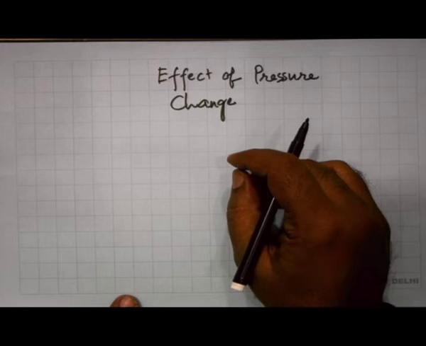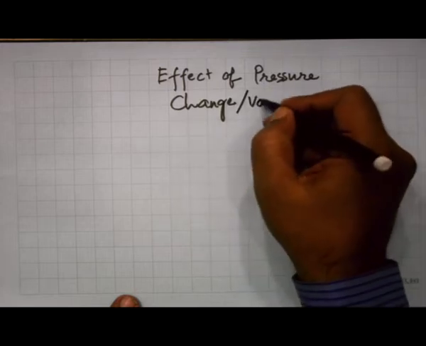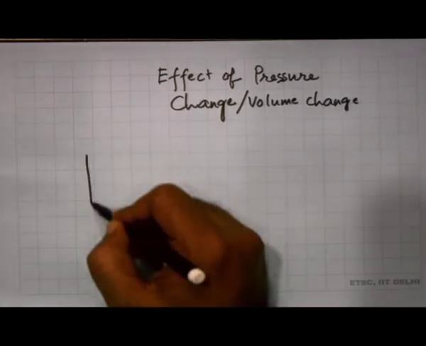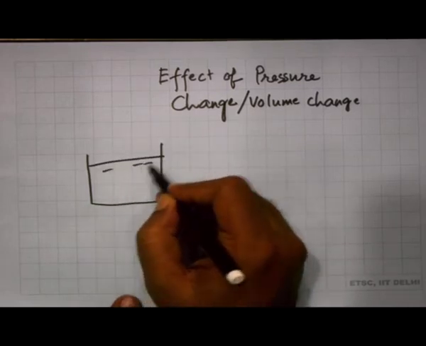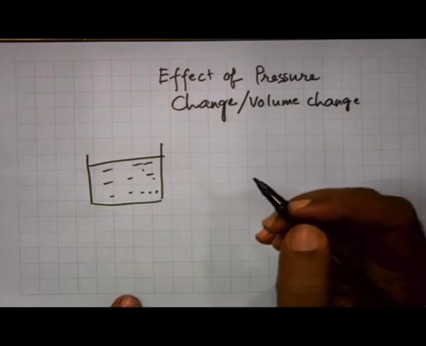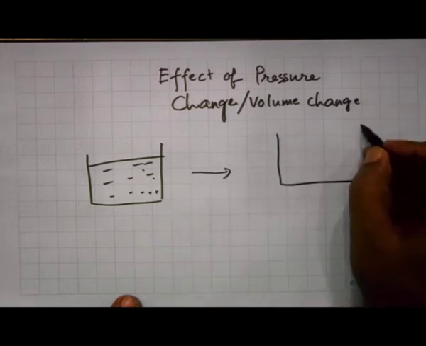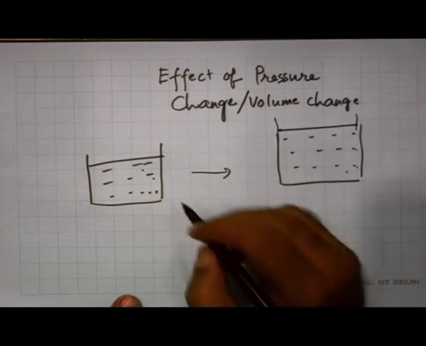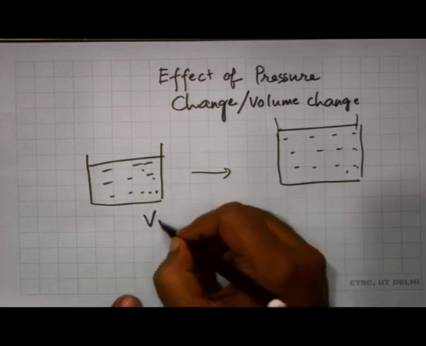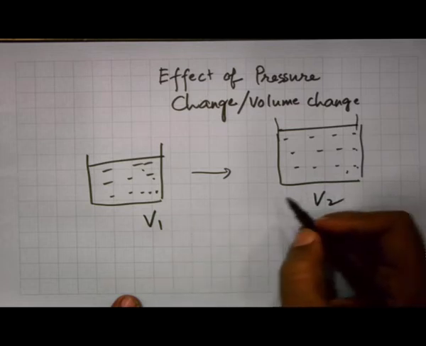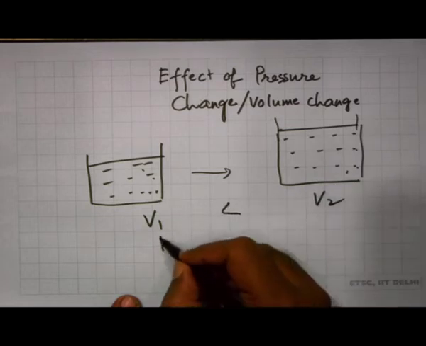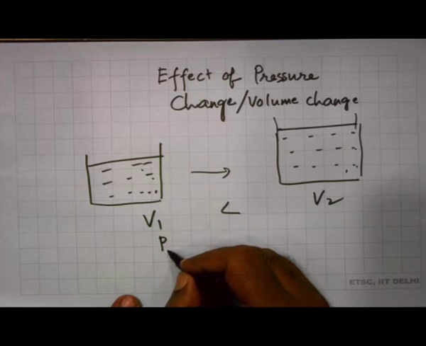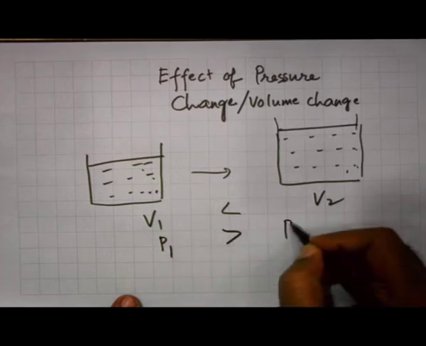Effect of pressure change, or you can say volume change. Suppose I have taken a gas in this cylinder. Now, if I increase the volume, so V1, V2, in this case V1 is less than V2. So, what we expect is that the pressure in the initial vessel will be greater. So, P1 is greater than P2.